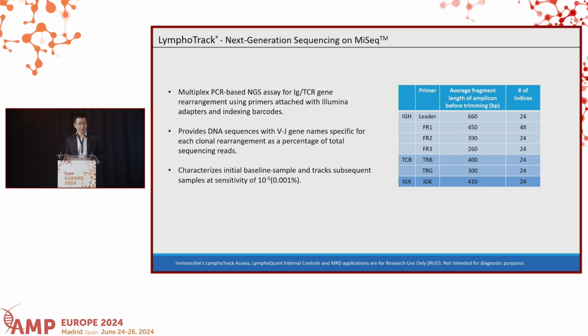The LymphoTrack NGS assay on MiSeq is also a multiplex PCR-based assay for Ig and TCR gene rearrangement, and the primers are attached with Illumina adapters and indexing barcodes. This allows for a one-step PCR and a pooling of multiple samples and targets in the same sequencing run. It can provide the DNA sequences with VJ gene names specific for each clonal rearrangement as a percentage of total sequencing reads. It can characterize an initial baseline sample and can track subsequent samples at a sensitivity of 10 to the -5 based on our experience at MSK.